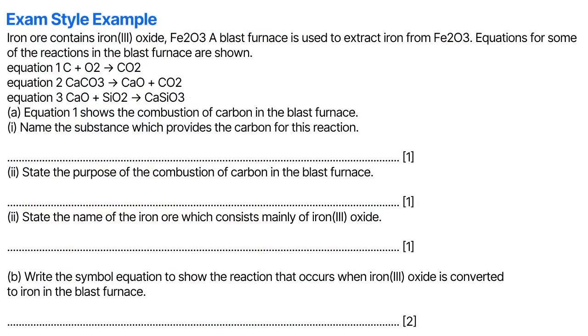Let's take a look at an exam-style example. You are given equations for some of the reactions in the blast furnace. You are asked to name the substance which provides the carbon for this reaction. State the purpose of the combustion of carbon in the blast furnace. State the name of the iron ore. And lastly, write the symbol equation to show the reaction that occurs when iron 3 oxide is converted to iron in the blast furnace. You can pause the video and give it a try.